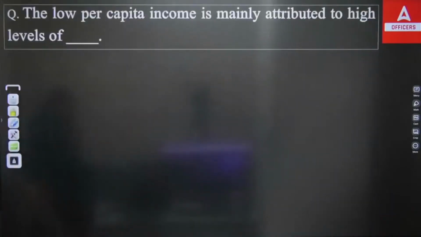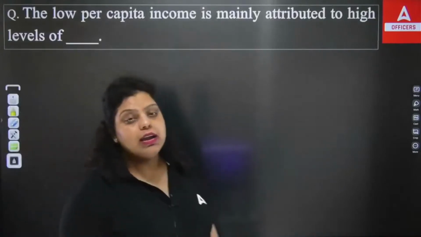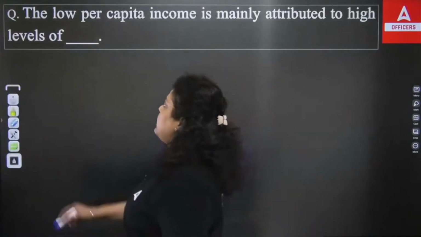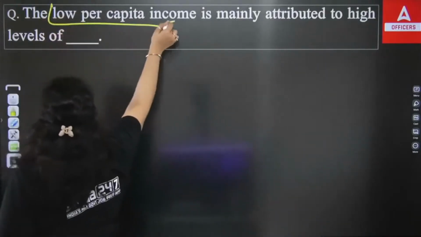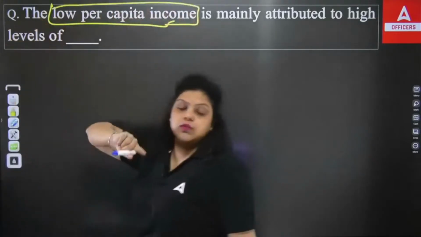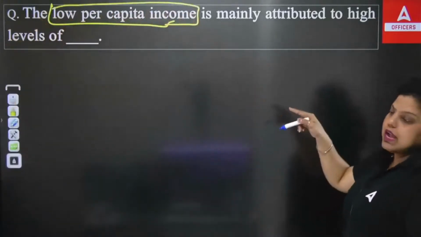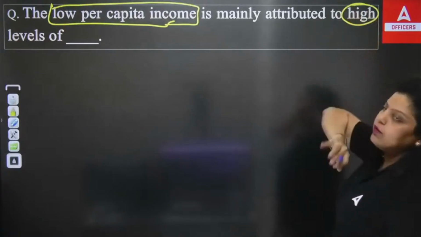The low per capita income is mainly attributed to a high level of dash. So the per capita income here is low. Because of this low per capita income, there is a high level of something.